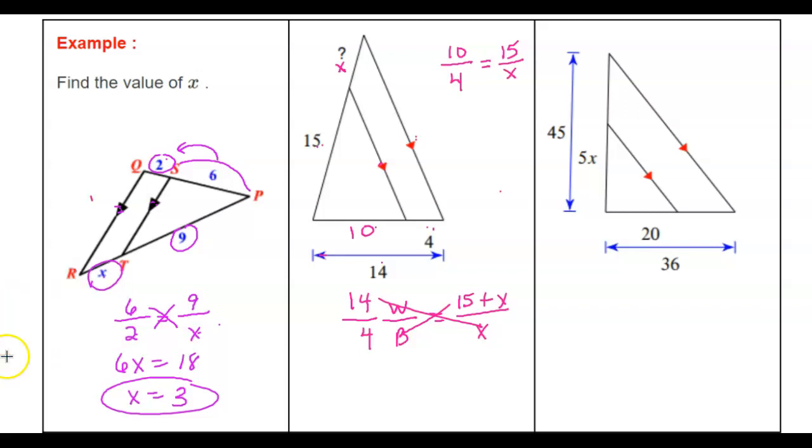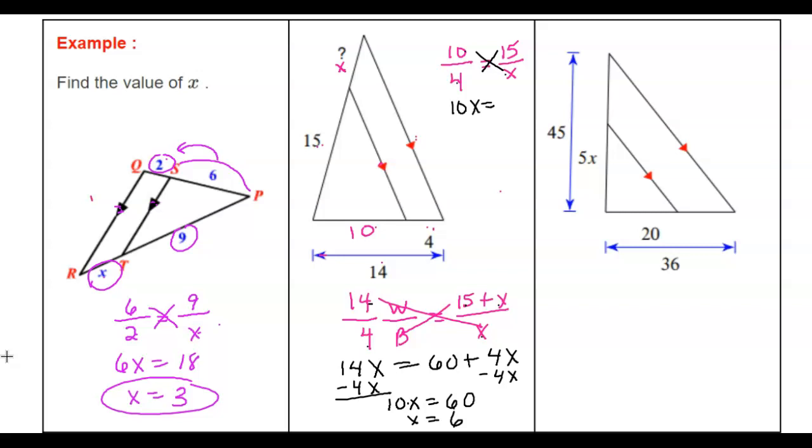just to show you. So we would take 14 times x, 4 times 15, 4 times x. So subtract 4x. So 10x equals 60. Divide by 10, and x equals 6. Over here, we get 10 times x, 4 times 15, divide by 10, and so either way we get x equals 6. Very different proportions, but they both work.